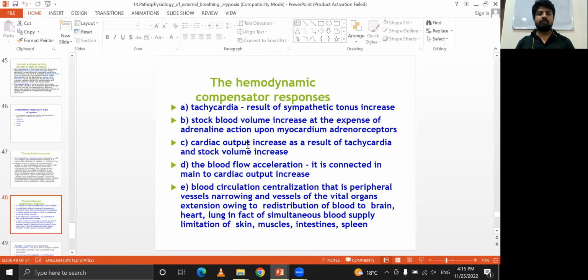The hemodynamic compensatory response includes tachycardia, the result of the sympathetic tonus increase. The stroke blood volume increases at the expense of the adrenergic action upon the myocardium or adrenal receptors. Cardiac output increases as a result of tachycardia and stroke volume increase. There is blood flow acceleration and blood circulation centralization, that is, narrowing of peripheral vessels and dilation of the vessels of the vital organs.